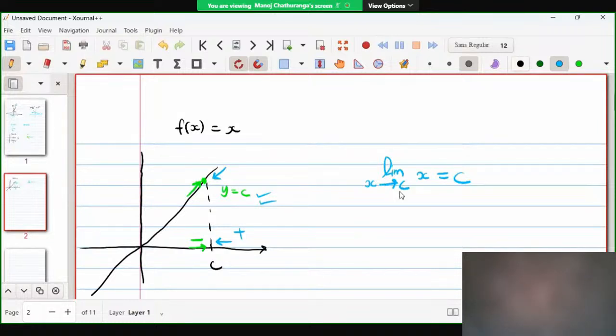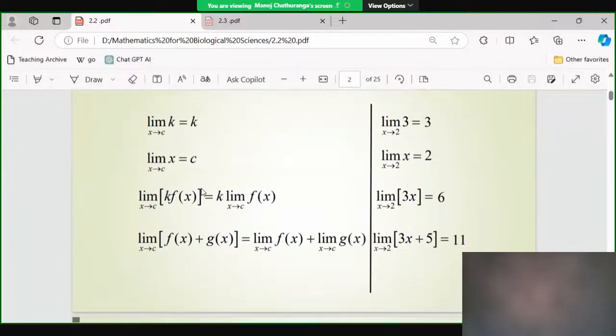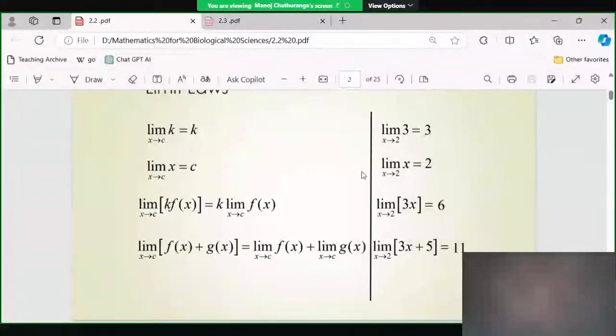That means if you set x equals C, then the limit as x goes to C of x equals C. When x goes to 2, you can see some numerical examples on the right hand side. When x goes to 2, x equals 2.